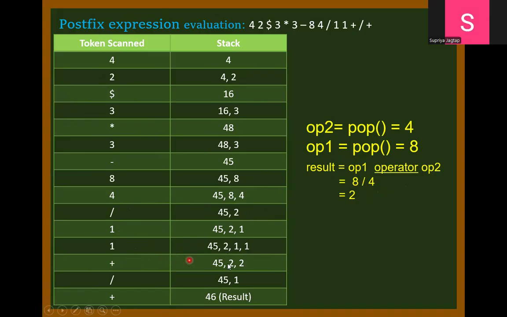Plus, pop operation twice. 1 will get popped first. The second one will get popped into OP1, and perform the addition operation on these two numbers, then push the result back into the stack. Next operator, slash, again perform the pop operation twice, 2/2, you will get 1 as a result, push this result back into the stack. Then the final plus operator, again pop twice, 45 and 1, perform the addition operation on these two numbers. So 46 is the final answer, push this result back into the stack.